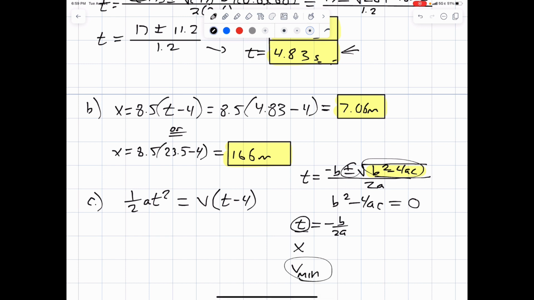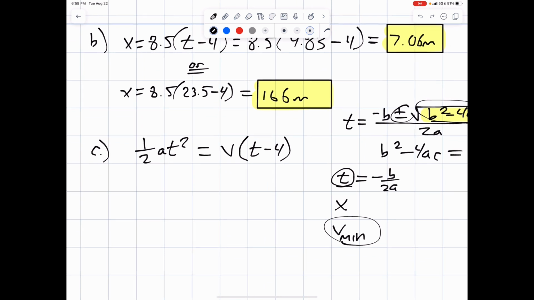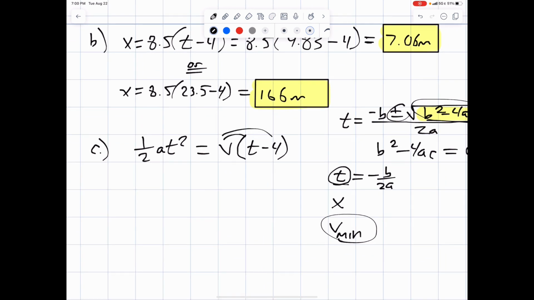So we are going to essentially fill this out and then solve for v. So here's what I'm thinking. First of all, distribute that. We have 1/2 a, well, what was that part before? 1/2 of a was 0.3 because a was 0.6. So we have 0.3 t squared equals v times t minus 4 times v.